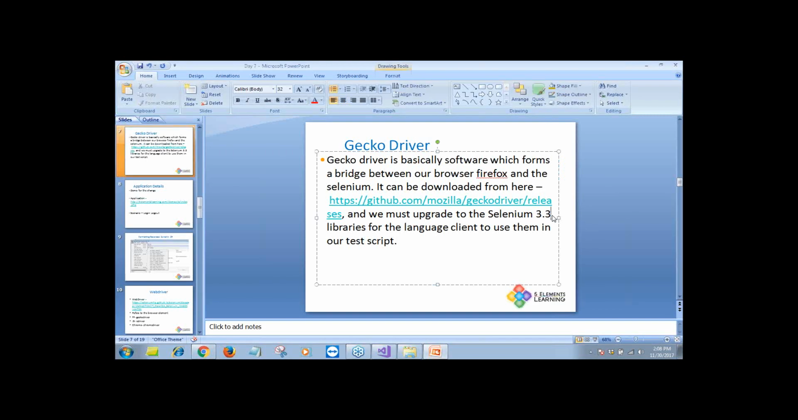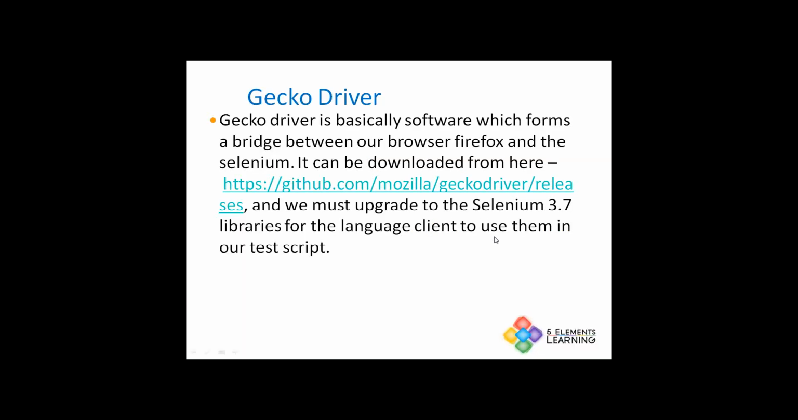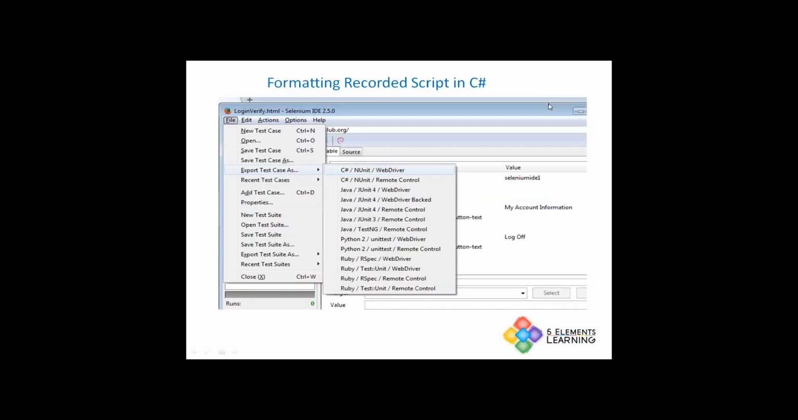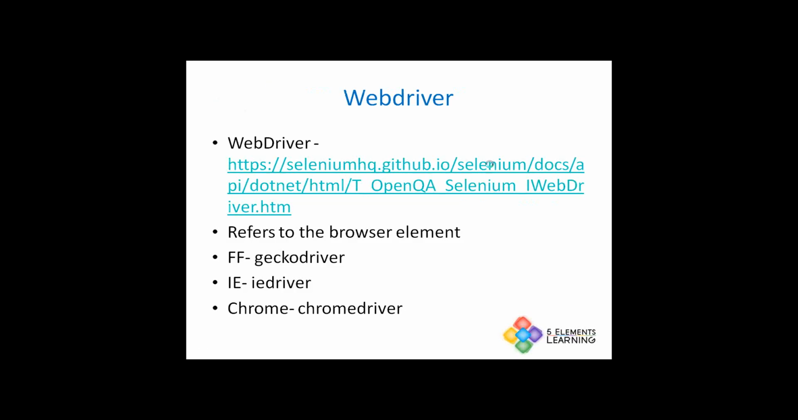Whichever is the latest release. The latest release now is 3.7, and the latest Gecko driver release is 0.19. So we use this Gecko driver version with Selenium 3.7 to work with the Firefox driver. For a start, we are going to work with the Chrome driver, and then we will see how we can work with the IE driver or Firefox driver. Now the scenario which we are going to pick up is the login logout scenario. We have already written down the steps for the login logout, and since you cannot export the script, we will have to write down the script by ourselves.